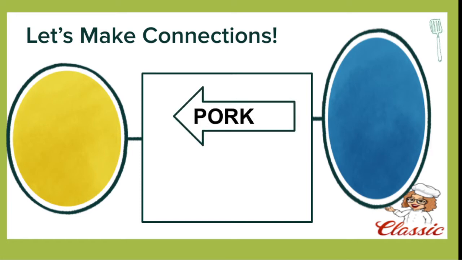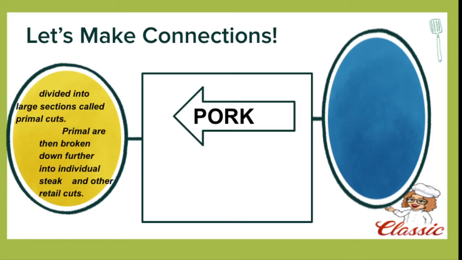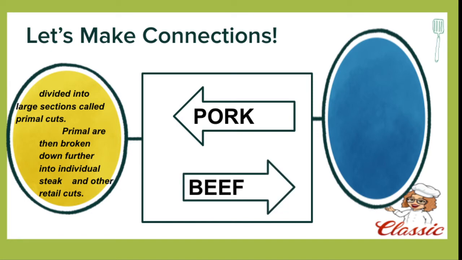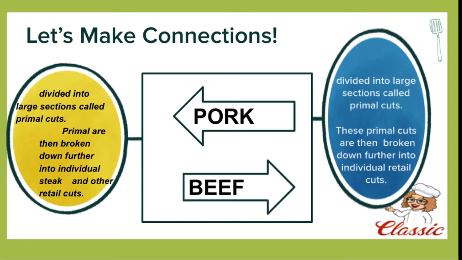When we talk about pork, this is another choice as far as meat type is concerned. It is divided into large sections called primal cuts. Primals are then broken down further into individual steaks and other cuts. It is derived from pig and is classified as red meat. However, this meat is less fatty compared with beef.